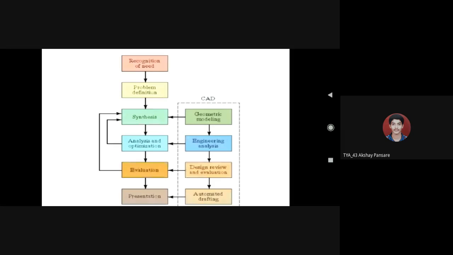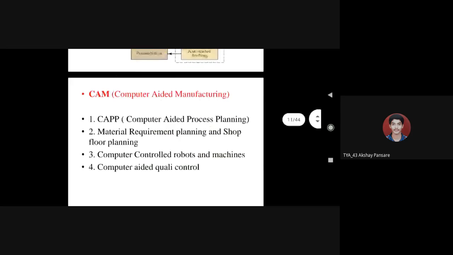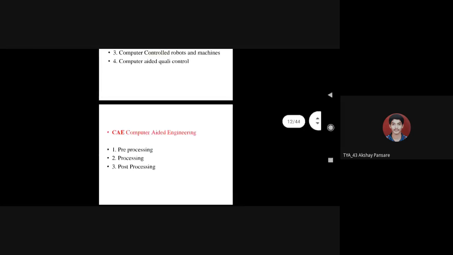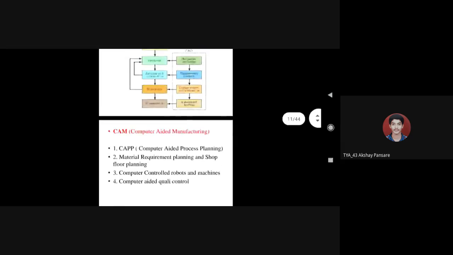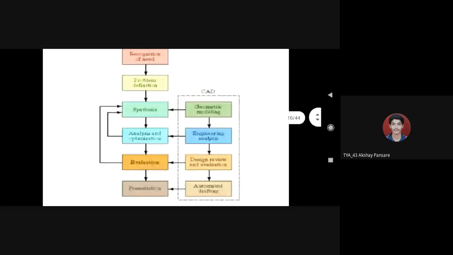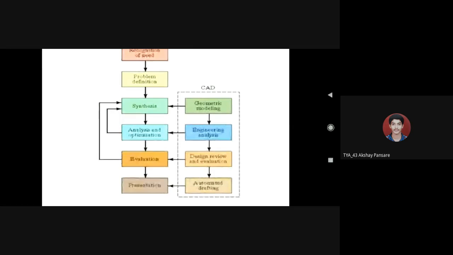Okay, so computer aided manufacturing. Are these detail cycles further ahead? Yes, these are the cycles. This is the design cycle of CAD: geometric modeling, engineering analysis, design review and evaluation, and automated drafting.